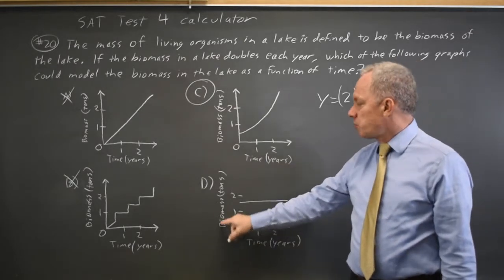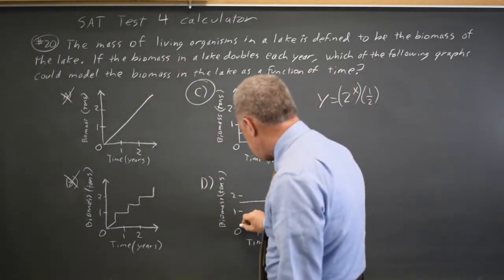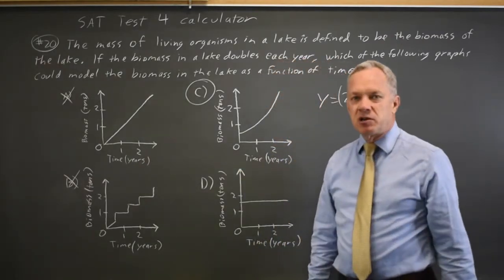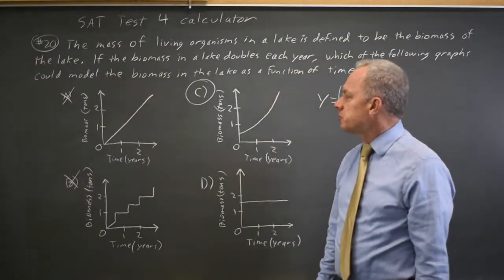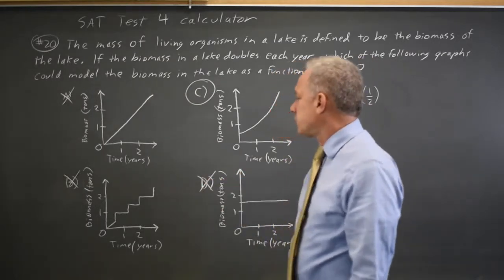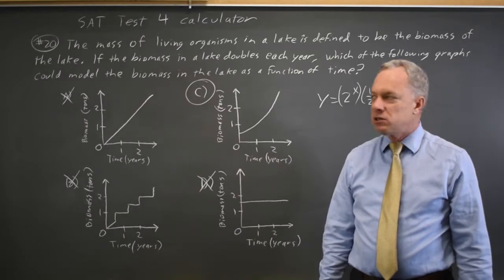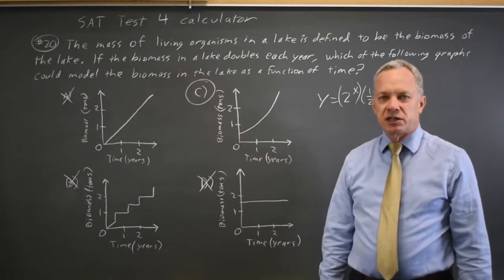Choice D, the biomass, which I left out part of the graph. Choice D, the biomass is constant, which means it's not doubling each year, so we can rule out D. So A, B, and D are not the shape of an exponential. C must be the correct answer.